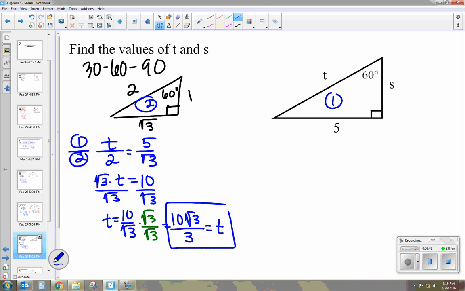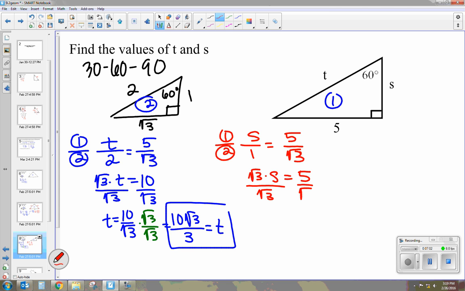Now we're going to solve for s. So we're going to set up a proportion. s over 1 equals 5 over the square root of 3. So we have the square root of 3 times s equals 5. Divide by the square root of 3. s equals 5 over the square root of 3. Cannot have a radical in the denominator, so we multiply by the square root of 3 over the square root of 3. And our final answer for this is going to be 5 square roots of 3 over 3, and that's our value for s.